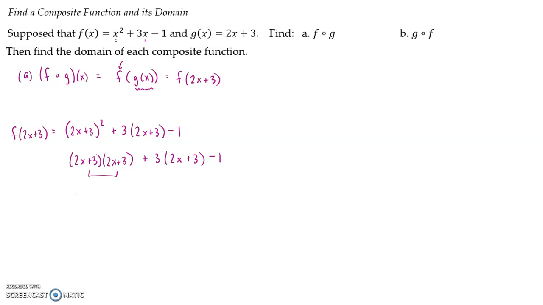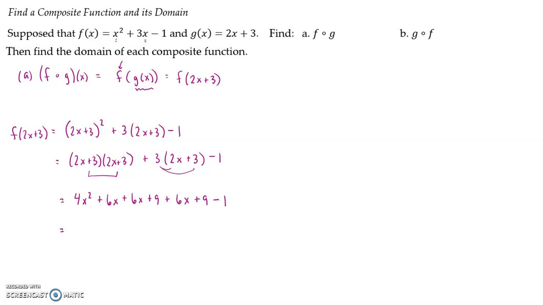Okay, so let's go ahead and distribute these two sets of parentheses first. We're going to get a 4x squared. For this outside term, we're going to get 6x. For our inside term, we'll have another positive 6x. And our last term here is going to give us a positive 9. Right, and let's go ahead and distribute this 3. It's going to give us a positive 6x, positive 9, and then we have this minus 1 at the end.